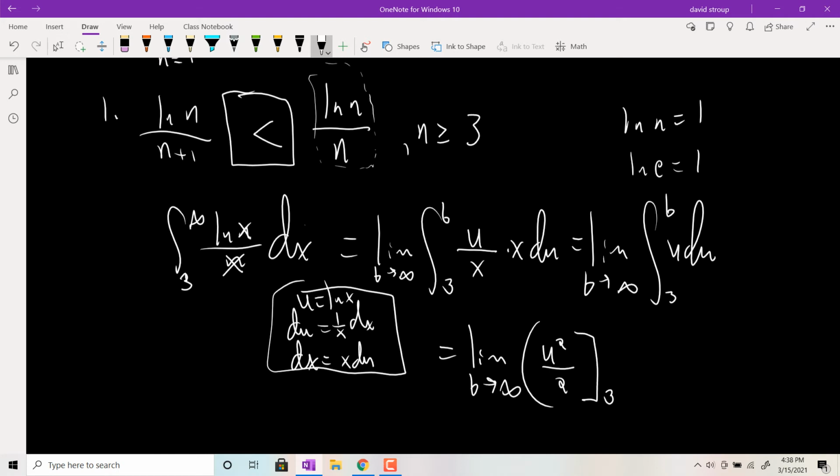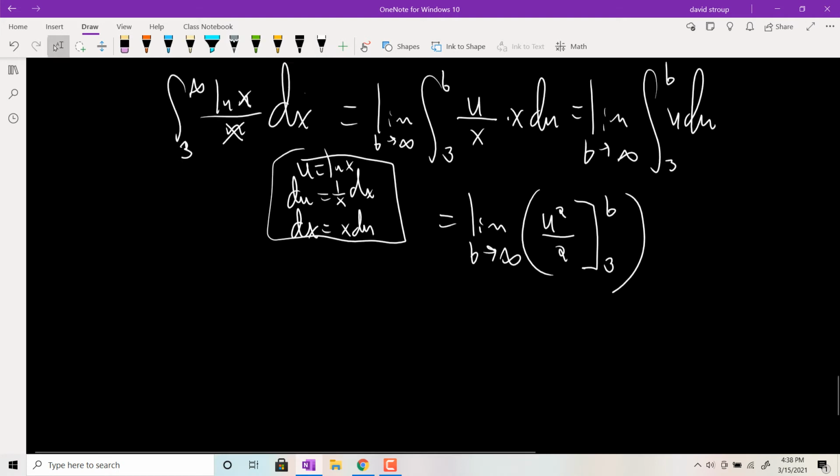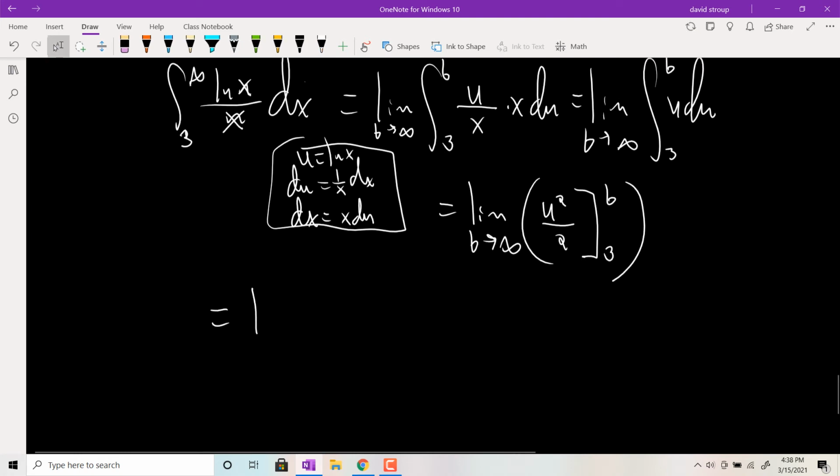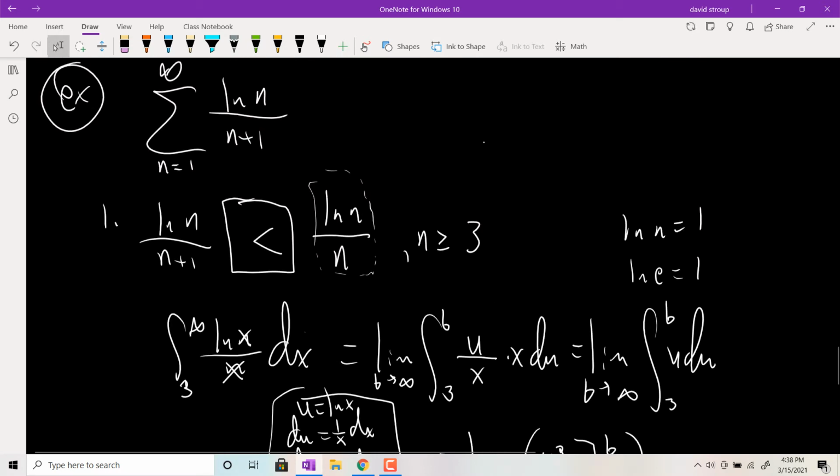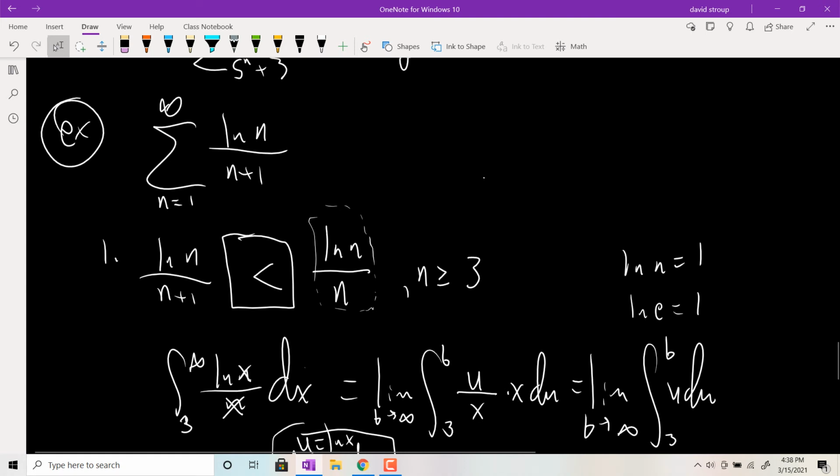From 3 to b, and then back subbing, that will be the limit as b goes to infinity of ln x squared over 2. That's going to be divergent, folks. That's also going to be divergent. So somehow I need to get below it.